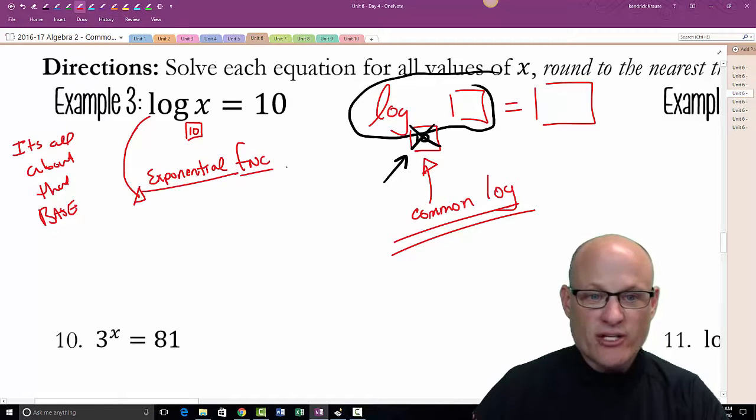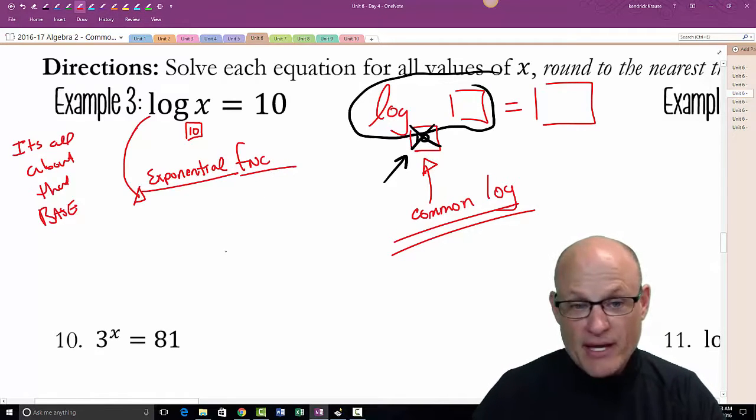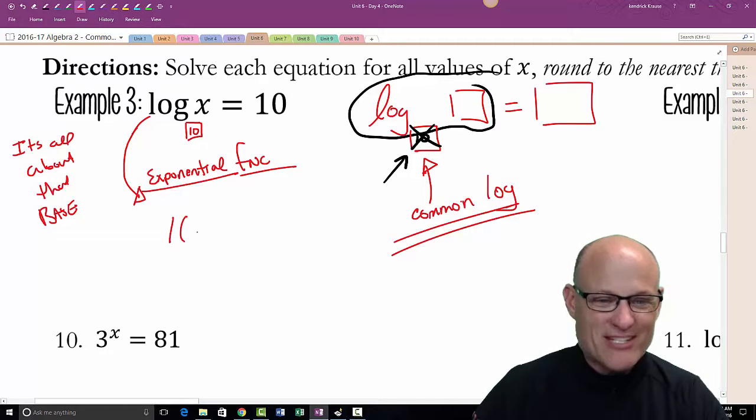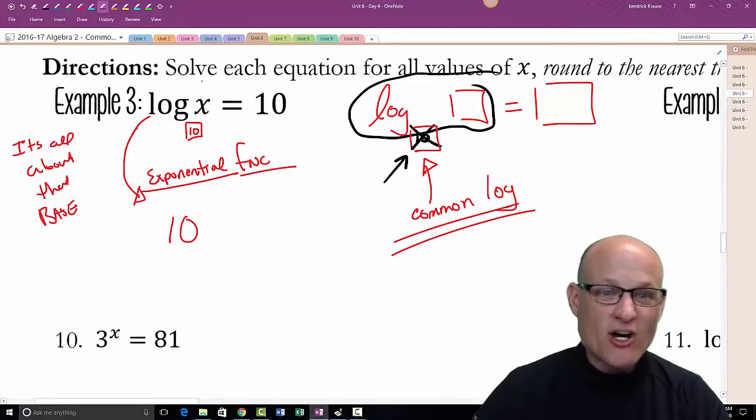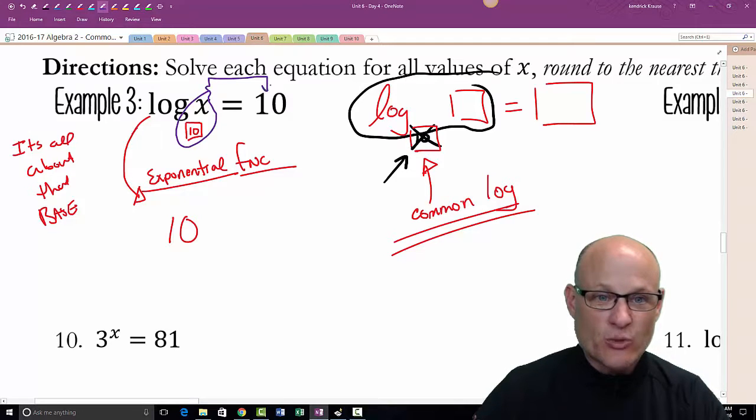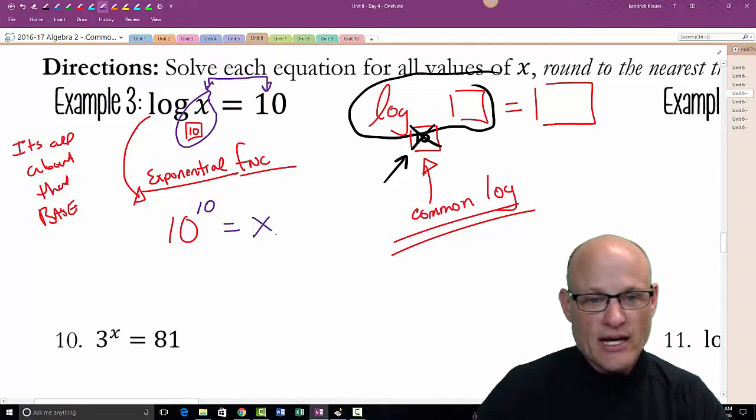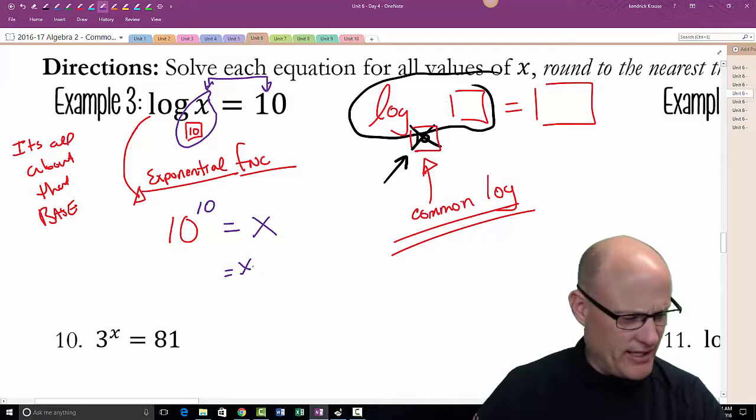Now, the way we change it into an exponential function is all about the base. So we're going to write the base down. And remember, we have to change it. Right now I've got 10 with my x. Notice they're going to switch sides. So 10 has to be the base. 10 to the 10 equals x. Oh, x is equal to, what is 10 to the 10?